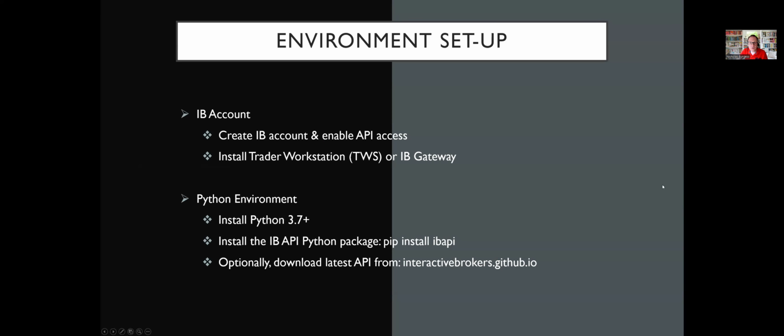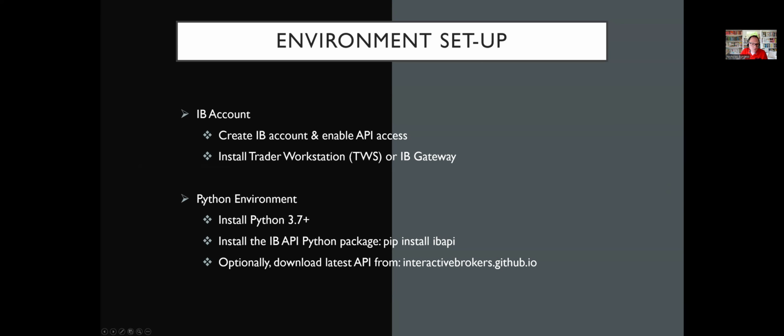The first thing we need to do is set up our environment. We will need an IB account, we need to enable our API access, and we will need to install the Trader Workstation TWS or IB Gateway. TWS, the Trader Workstation, is a very visual platform where you can do a lot of things manually, and the IB Gateway is more for server connections.